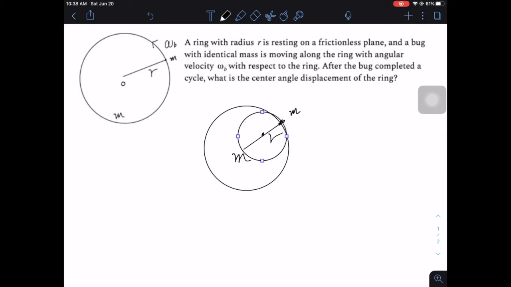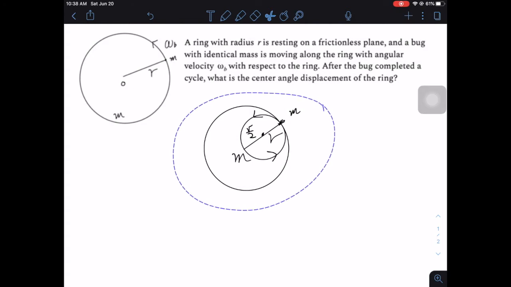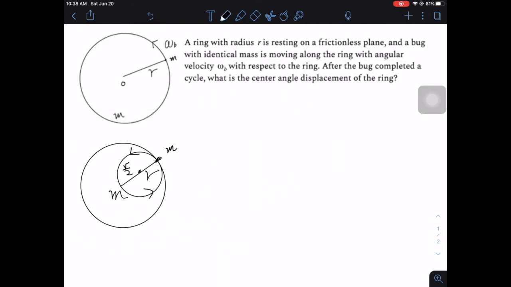So the bug and the center of the ring will be moving according to a circle with a diameter of r, in this direction because the angular velocity of the bug is in that direction, and the radius of the circle will be r over 2. Then, because of the conservation of angular momentum, we can lay out this relationship. So let's move the picture to the left and write out our conservation of angular momentum.